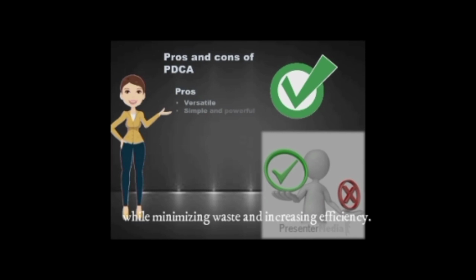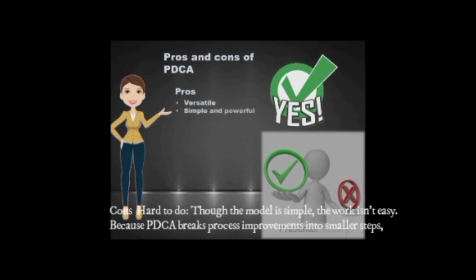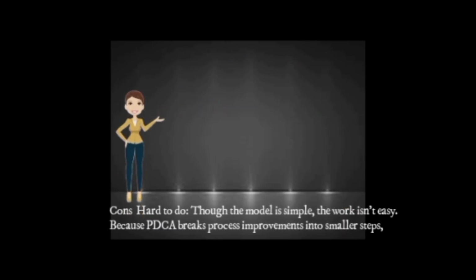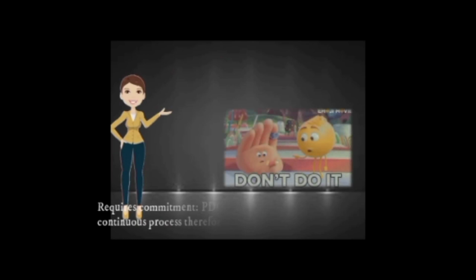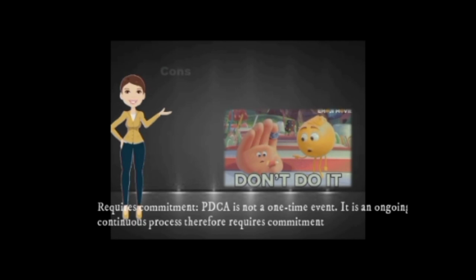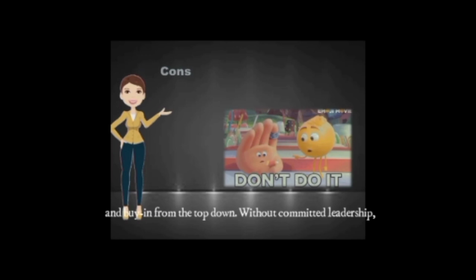Cons. Hard to do. Though the model is simple, the work isn't easy because PDCA breaks process improvements into smaller steps. It can be slow and probably isn't a great solution for urgent projects. Requires commitment. PDCA is not a one-time event. It is an ongoing, continuous process and therefore requires commitment and buy-in from the top down. Without committed leadership, the PDCA cycle cannot work effectively for the long term.